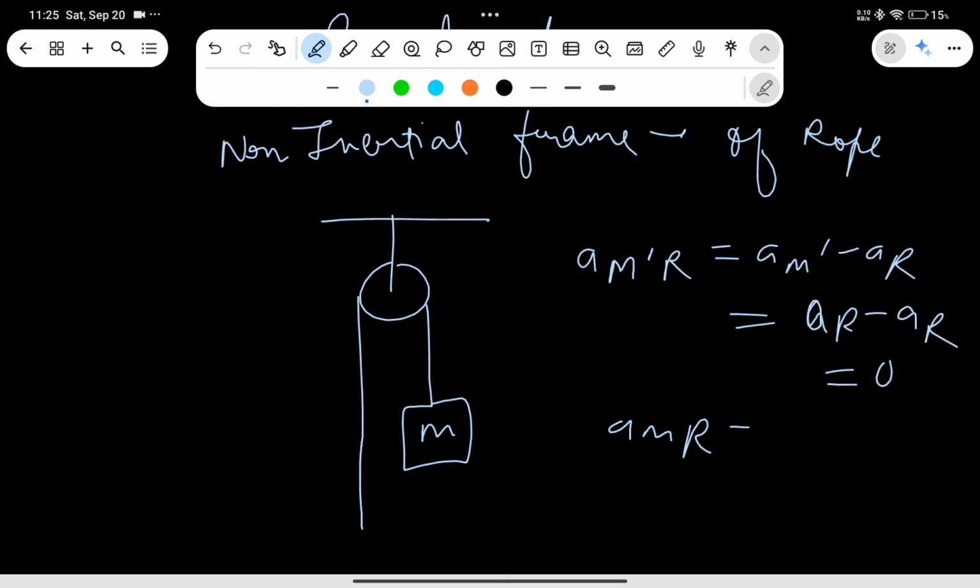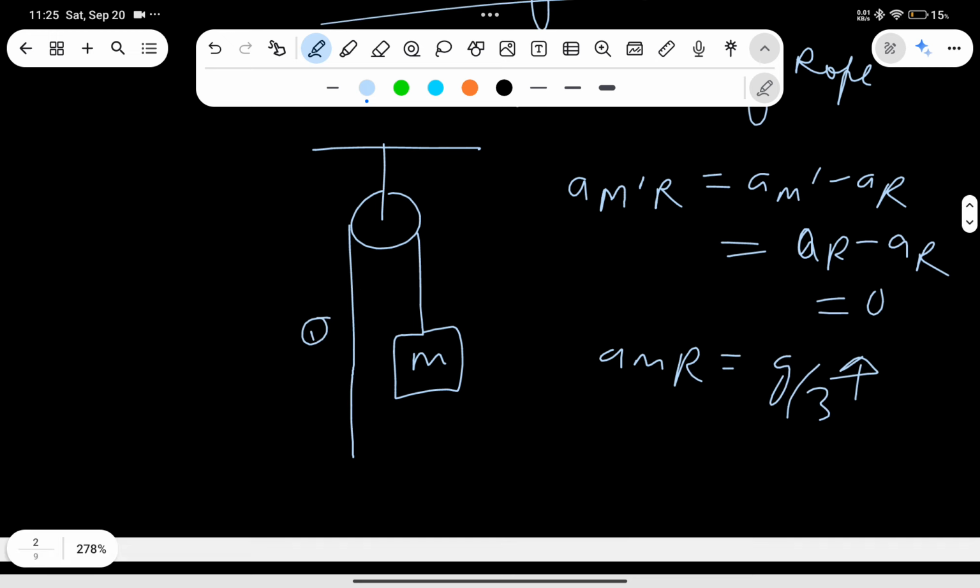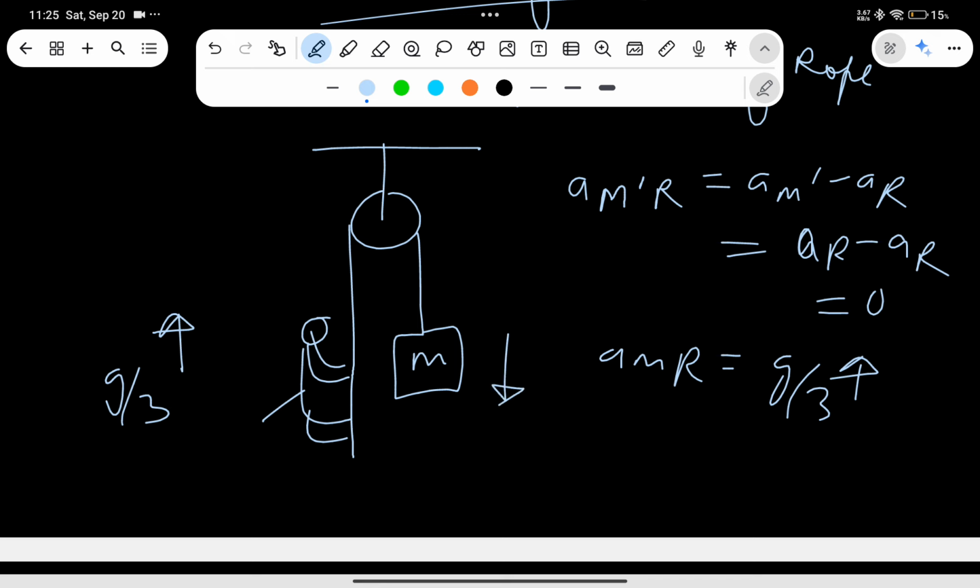The acceleration of the monkey with respect to the rope is already given, which is g by 3 upwards. So the monkey is moving with upward acceleration g by 3, and this block of mass m is not moving anywhere because its acceleration is 0. Now the pseudo force: earlier this block moved upwards with acceleration a and the monkey moved downwards with some acceleration, so the block was moving upwards.